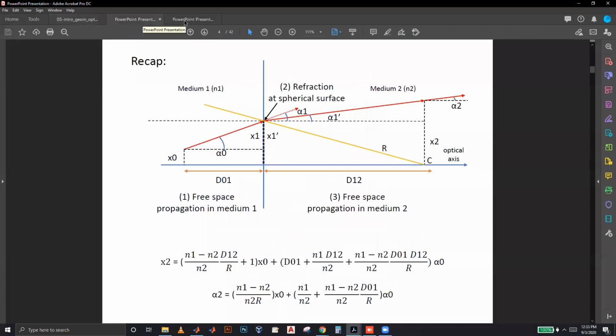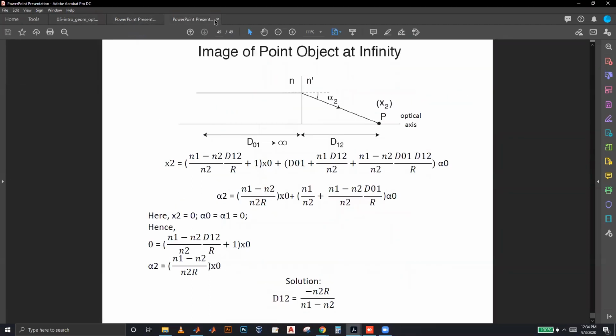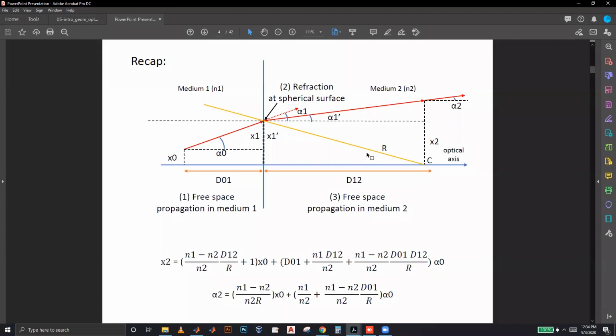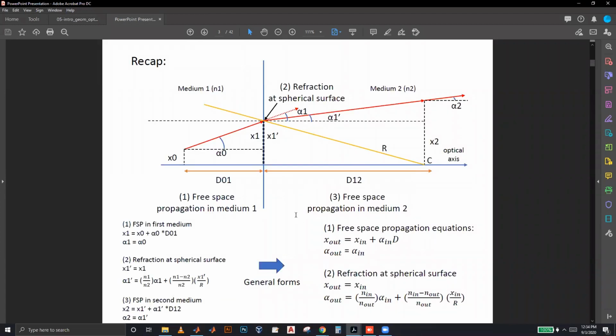Before that, this is today's class, and this is a recap of what we discussed last time. A ray from the left propagates towards the right at an angle with the optical axis, and it suffers refraction at a spherical surface where its angle changes, and then it propagates for a certain distance inside the second medium.